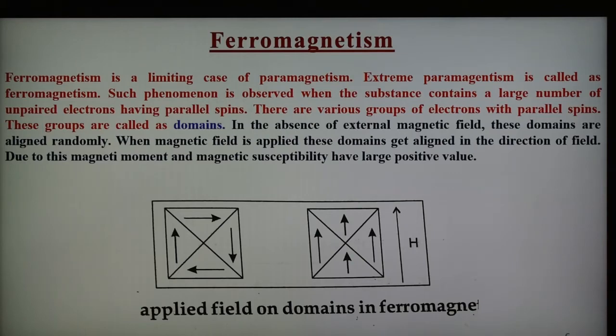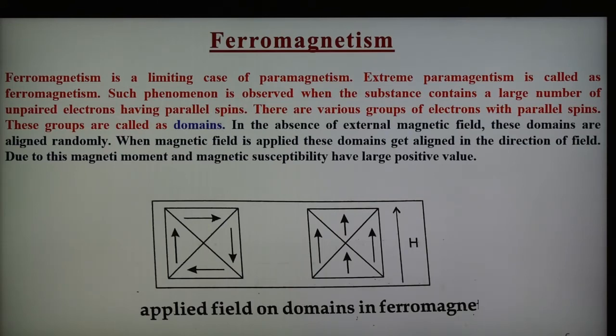Such a phenomenon is observed when a substance contains a large number of unpaired electrons having parallel spin. There are various groups of electrons with parallel spin. These groups are called domains. In the absence of an external magnetic field, these domains are aligned randomly. When an external magnetic field is applied, these domains get aligned in the direction of the field. Due to this, magnetic moment and magnetic susceptibility have a large positive value.